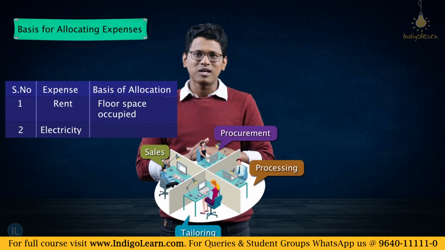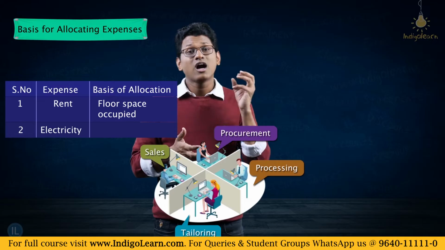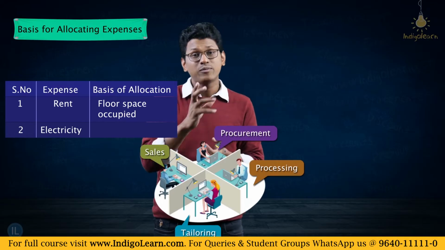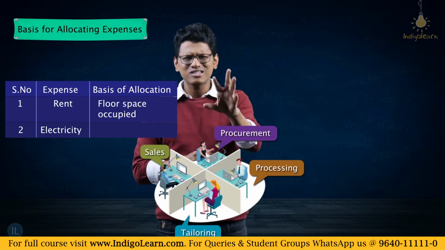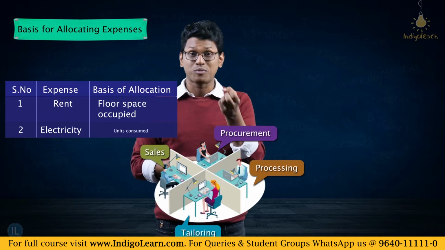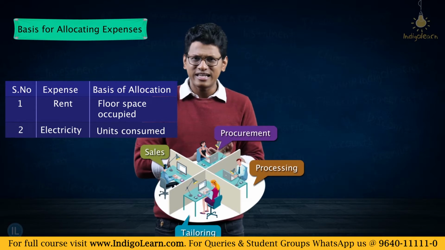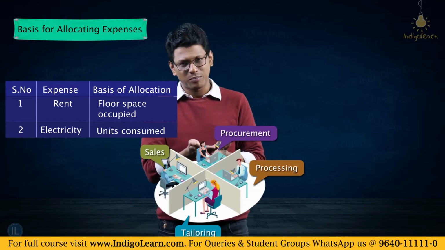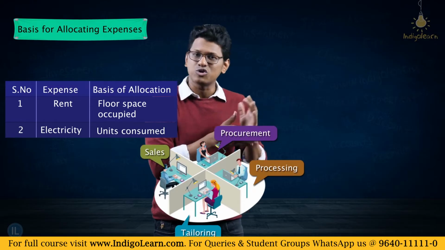Similarly, electricity bill. In each department, what is the consumption happening? How many light points are there? How many fan points are there? Or something like that. Based on the units consumed by that department, you should ideally charge the electricity cost to that individual department.